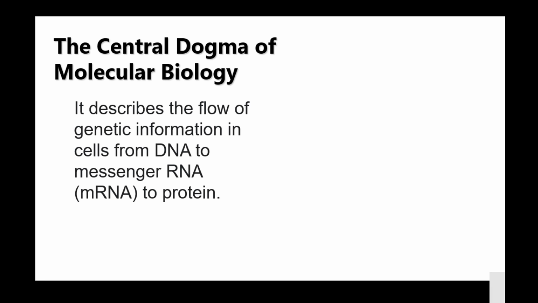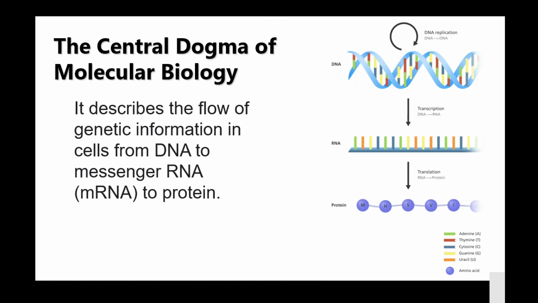What is the central dogma of molecular biology? The central dogma describes the flow of genetic information in cells from DNA to messenger RNA and to protein. This diagram shows the summary of all these three processes.